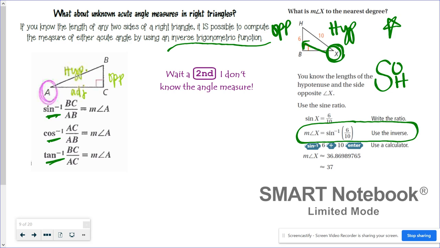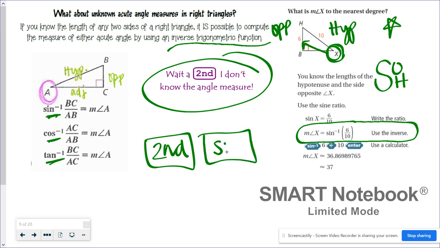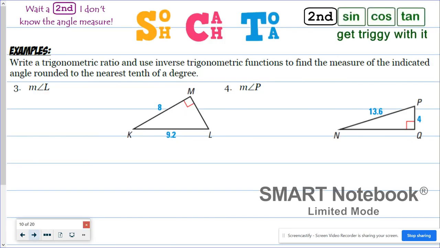Now, when I go to put this into my calculator, I have to think, well, wait a second, I don't know the angle measure. That's because in order to get that inverse notation on my calculator, I have to use the second button, and then I can use the sine button, and then I can type in my ratio, 6 divided by 10. Right? I basically have to tell my calculator, hey, I want you to find an angle measure for me. So second sine, 6 divided by 10, and the calculator will give me that angle. So we have to pay attention to the angle we want to find.